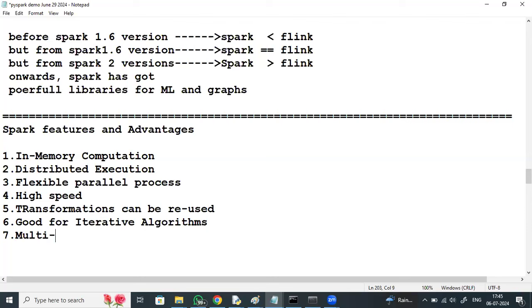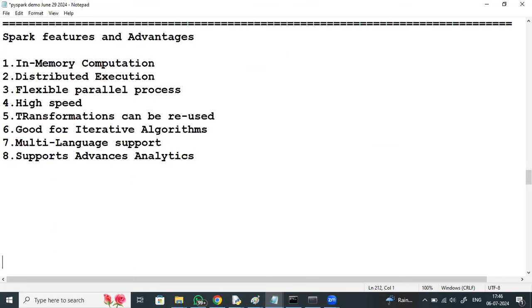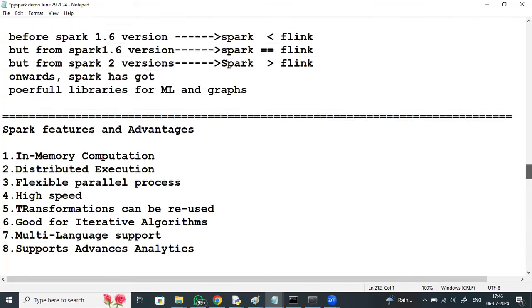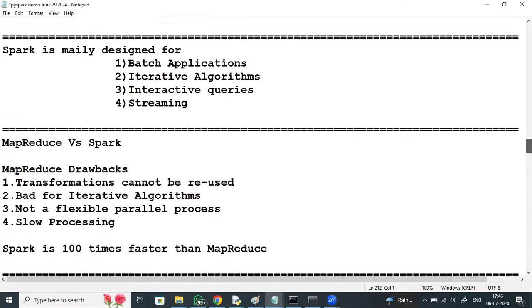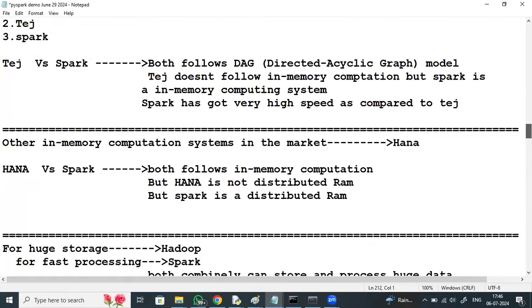Multi-language support. And as compared with Flink, it supports advanced analytics. Okay, so these are Spark features and advantages, right? Spark features, and a comparison with Pig, comparison with MapReduce, comparison with Flink, comparison with Sage, comparison with HANA, right?